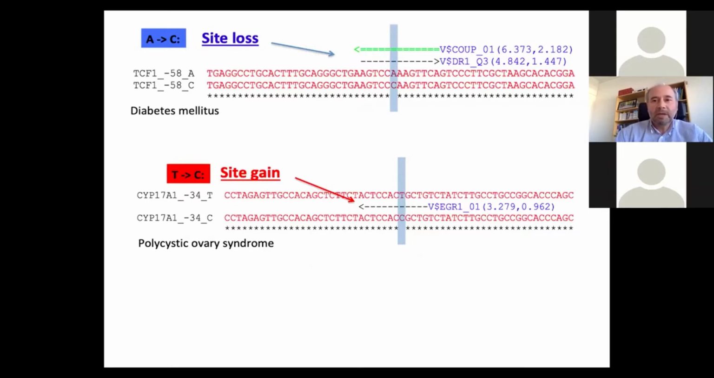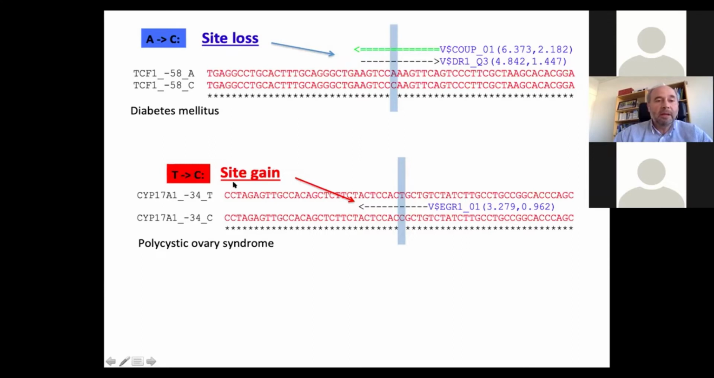There are known cases of variations or mutations which are disease causative, and they are located not in the genes. For instance, this change of A to C in this position of the TCF1 gene, in the promoter of that gene, is known to be associated with diabetes. And when this A is changed to C, the site for COOP or DR1 is lost.